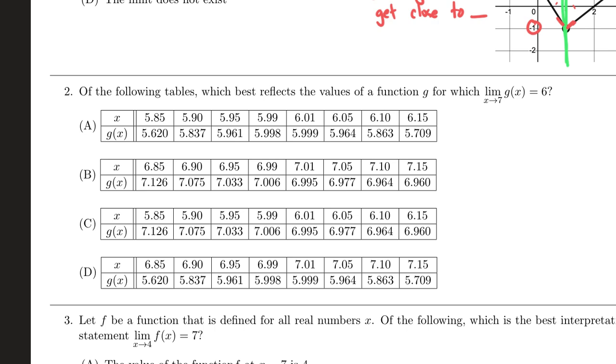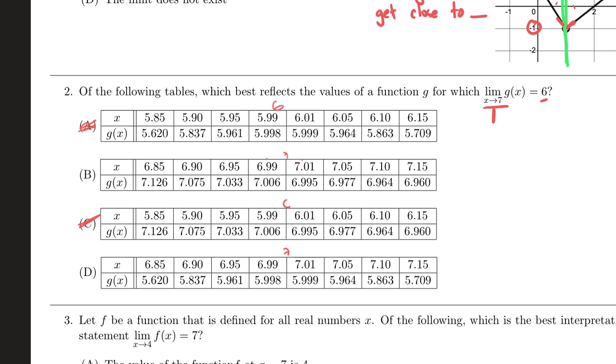All right, for number 2, we know the limit as x approaches 7 is 6. Again, our x values are getting close to 7. So as we look at these tables, we're looking for the x values to get close to 7. A is going to be out because all these x values are close to 6. B looks good because 6.99 and 7.01 are really close to 7. C is just like A, so that's out. And then D, again, 6.99 and 7.1 are both close to 7. So our options are between B and D.